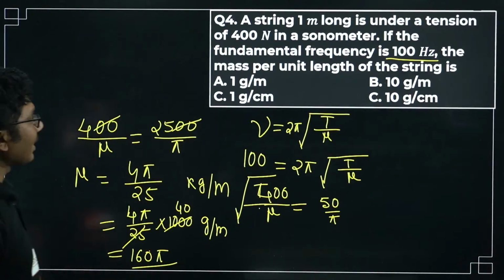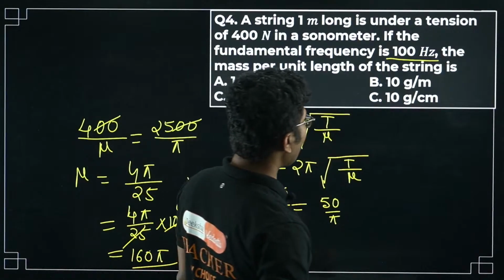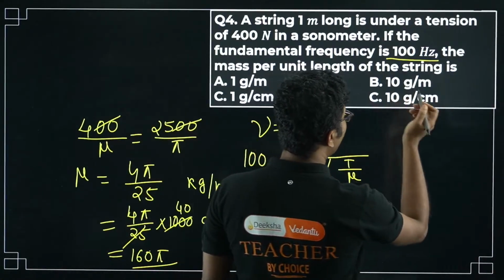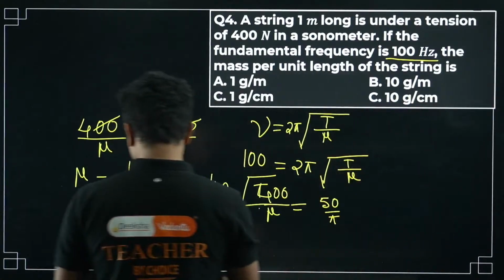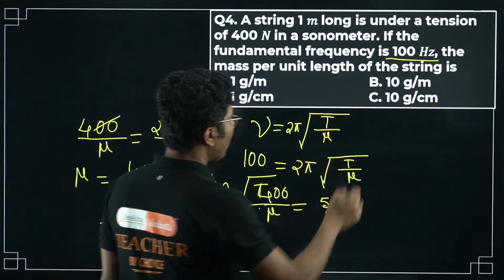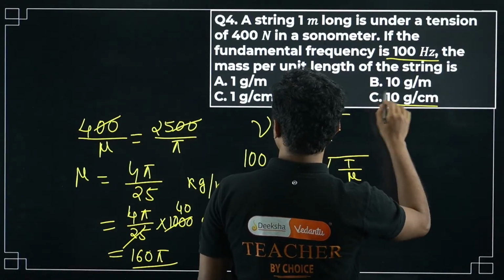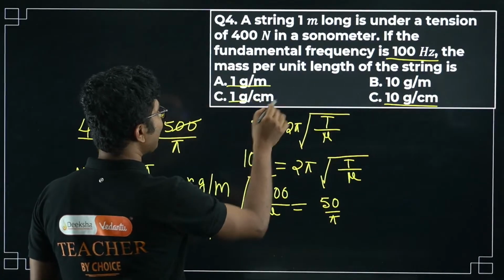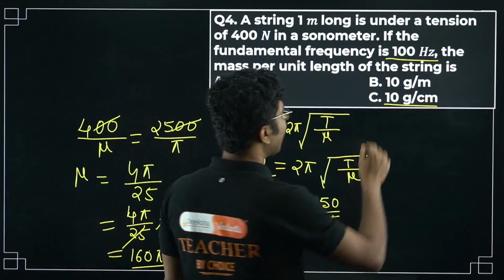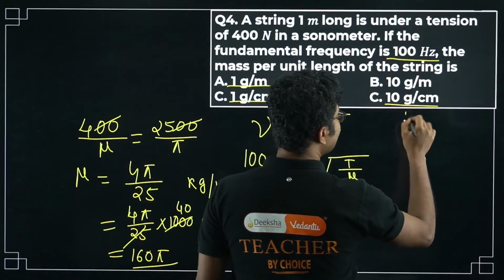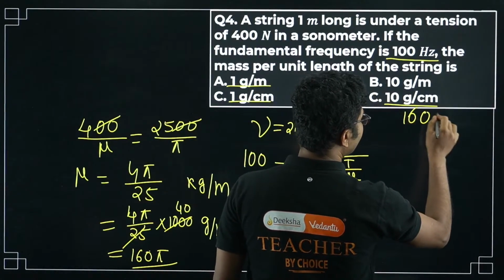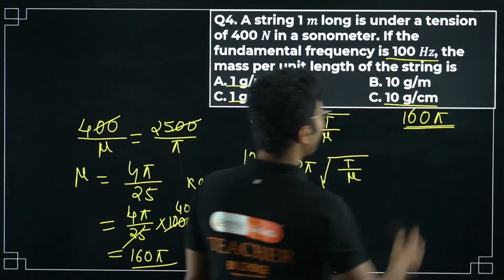Okay, so 160 pi, I think the answer is not correct. I think one of them will be 160 pi. One of the answers is wrong. As you can see, both of them have given the same unit. So I think it will be 160 pi. Okay, so 160 pi is the unit.